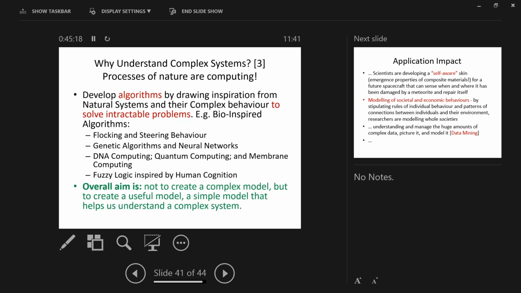There are other examples, membrane computing, which is inspired by the cell membrane. There's a huge amount of work there. I myself work with my colleagues from Madras Christian College in the area of membrane computing and modeling. And there are so many other examples. Overall, the aim is not to create a complex model, but to create a useful model, a simple model that helps us understand a complex behavior. And then how can we use complexity in solving some of the intractable, difficult to understand problems? So it's a both-way street.